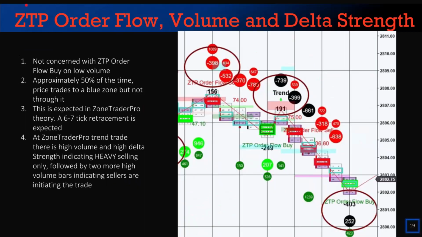Next, what we're going to see on this chart right down here is a ZTP order flow signal, and that is again what's expected, because we've traded down here to what I call the blue counter trend zone.